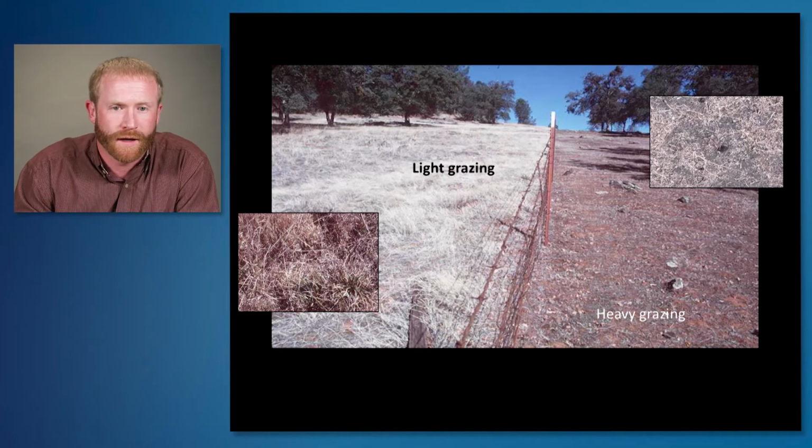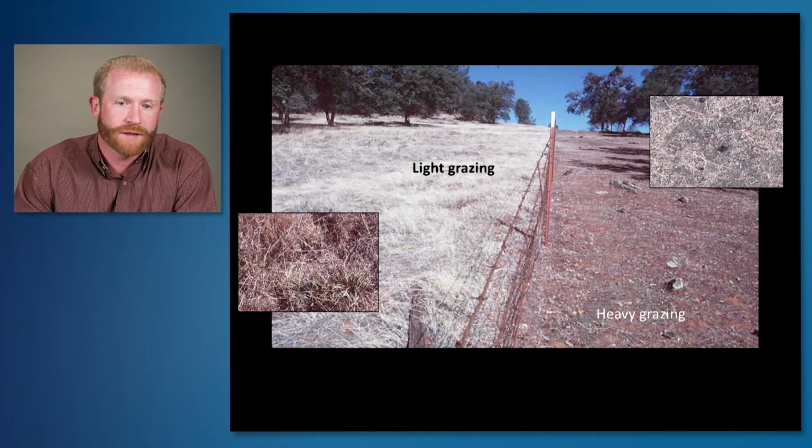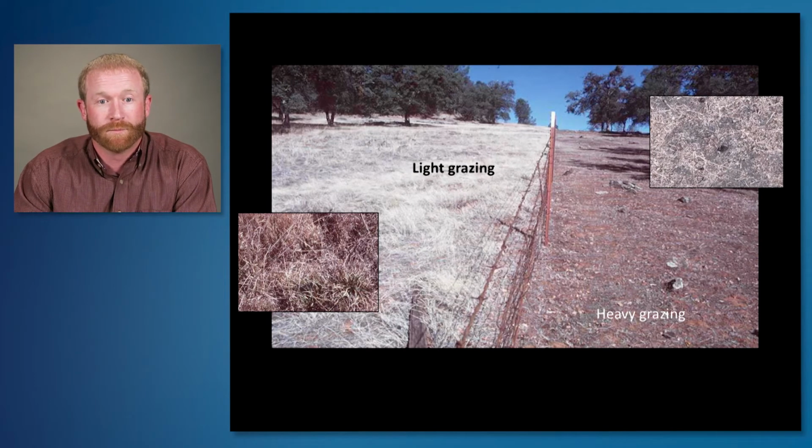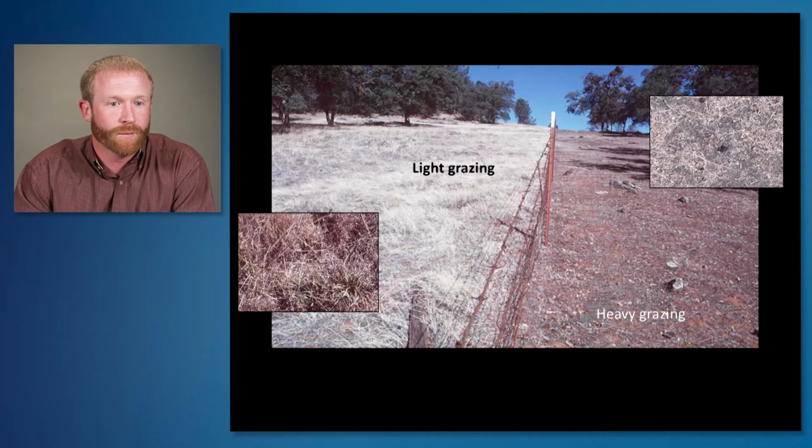So I think that's important to note. And then conversely, the same can be said for light grazing or essentially no grazing. Potentially on the light grazing side, maybe they're trying to implement a prescribed burn on that side and they want it to consume woody brush that's encroaching on the rangeland.